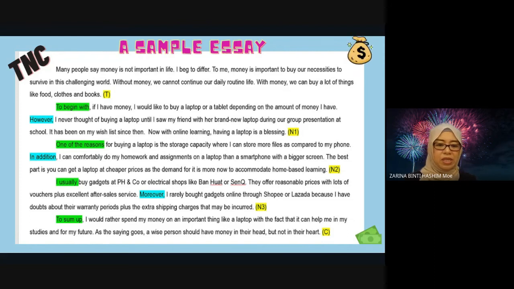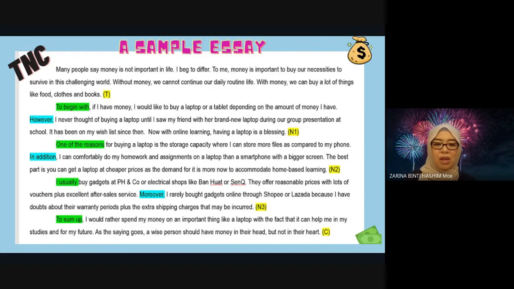Okay, note 3 is where do you normally buy? Remember? Okay, di mana kamu selalu beli kan? Okay, I usually buy gadgets. Okay, I usually tu dia punya register lah. Okay, at PH & Co or electrical shop. So kamu beritahu nama tempat apa yang kamu selalu beli. Boleh nama tempat mana pun. Okay, ataupun beli dekat Shopee pun boleh juga.